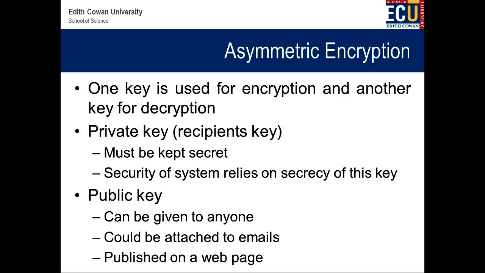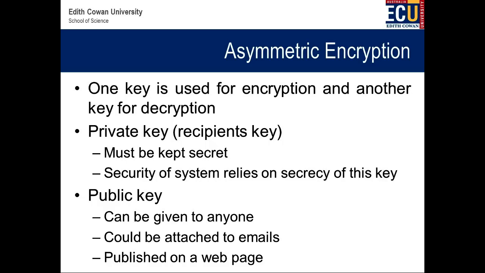So, in asymmetric encryption, as I have mentioned earlier, one key is used for encryption and another for decryption. There are two keys, one is the private key and the other is the public key. The private key is the recipient's key. It must be kept secret. The security of the asymmetric scheme revolves around the secrecy of this key, because if the private key is lost, then there is no point of having this asymmetric scheme.